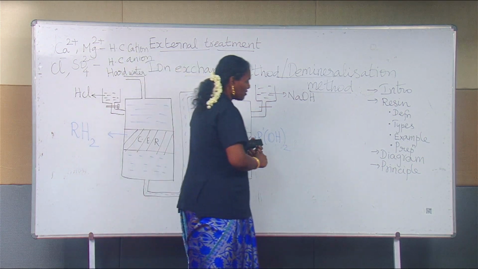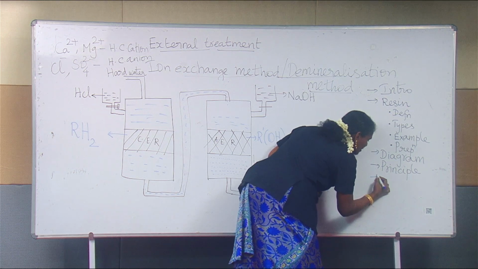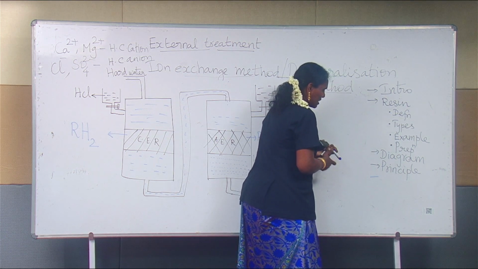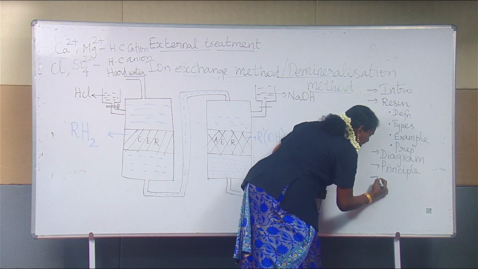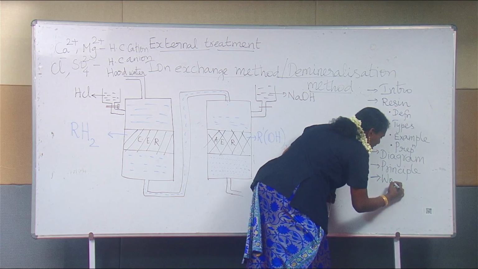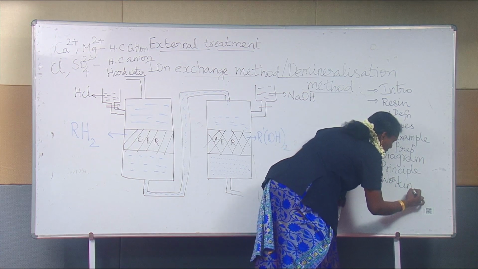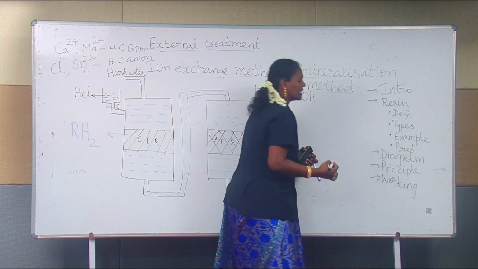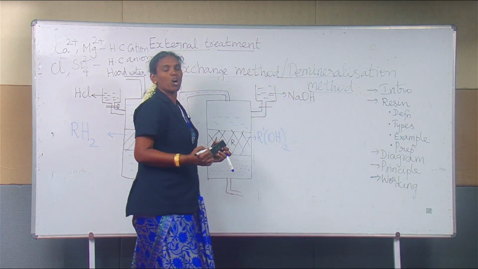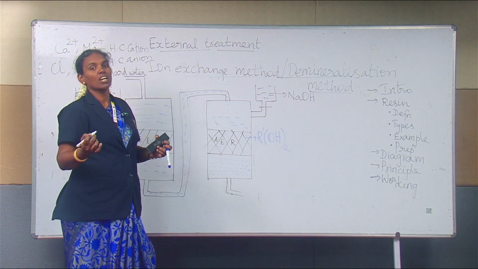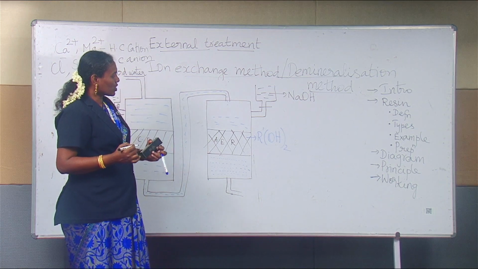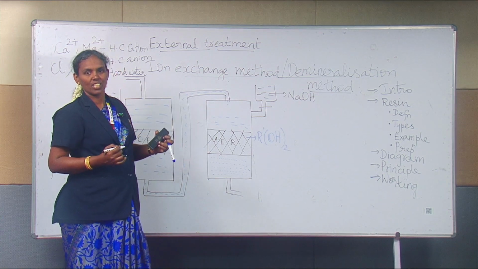Okay. Then afterwards, what can you write? Working. The diagram is over. For the next side heading, you can write working. First we pass the water through the bed of the cation exchange cylinder. During that time, all the cations are exchanged, and in the anion exchange resin bed, all the anions are exchanged.